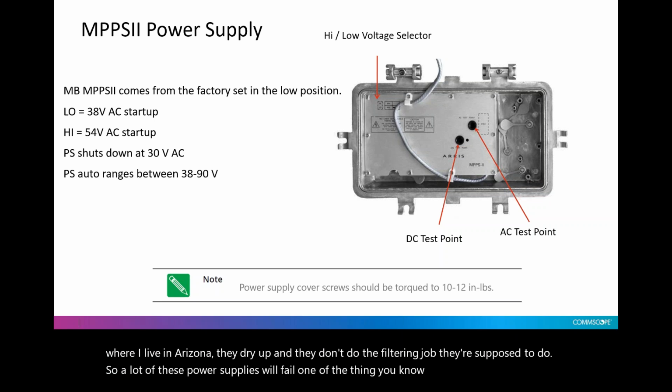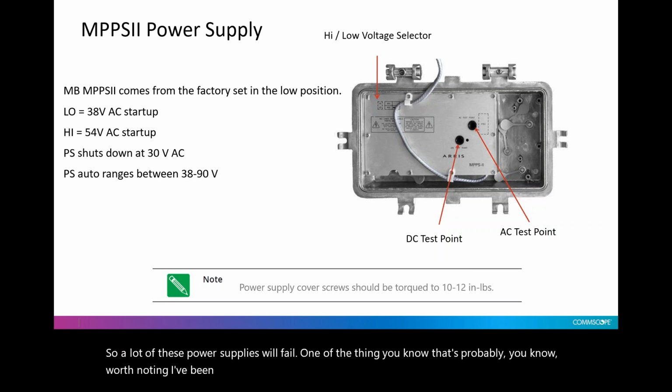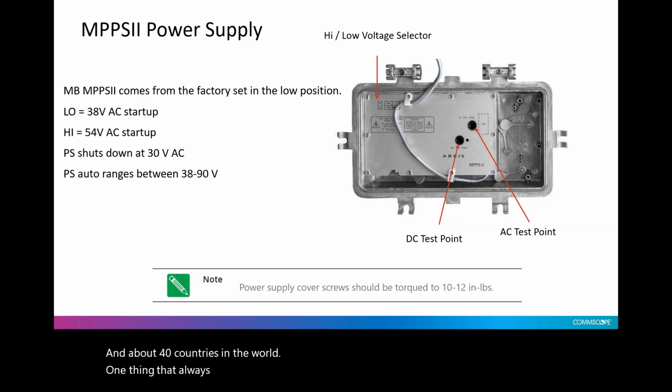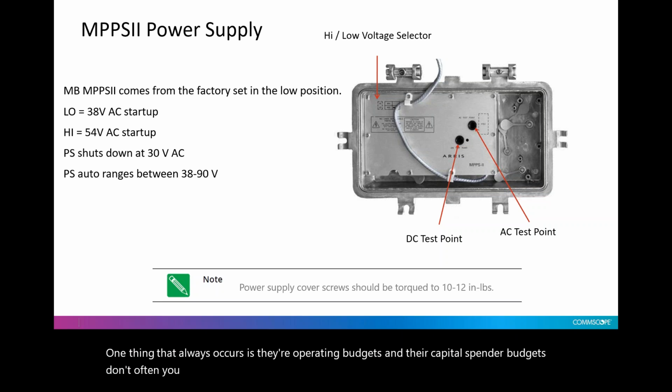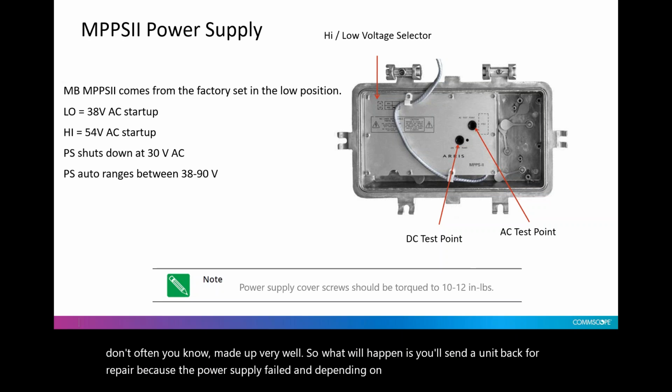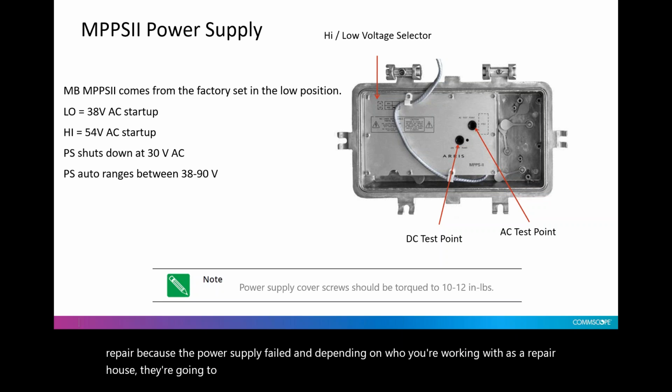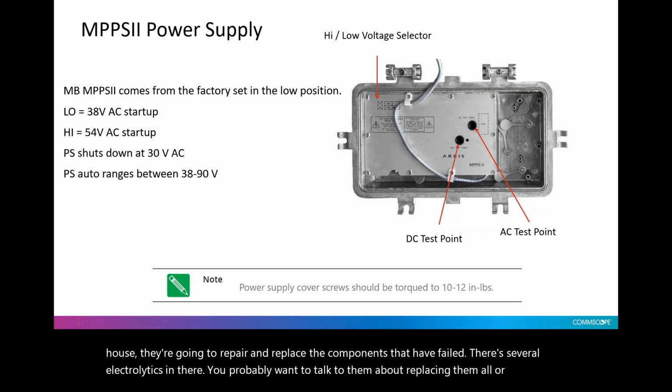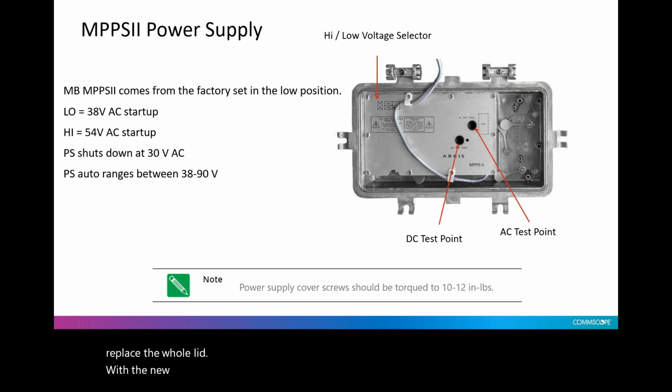One other thing worth noting: I've been to a lot of sites and a lot of places. I've been to every state in the country, and about 40 countries in the world. One thing that always occurs is their operating budgets and their capital expenditure budgets don't often match up very well. So what'll happen is you'll send a unit back for repair because the power supply failed. Depending on who you're working with as a repair house, they're going to repair and replace the components that have failed. If there are several electrolytics in there, you probably want to talk to them about replacing them all, or you're just going to replace the whole lid with a new power supply, which would be my recommendation.